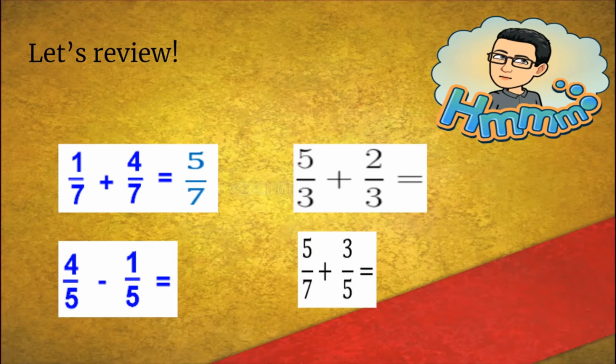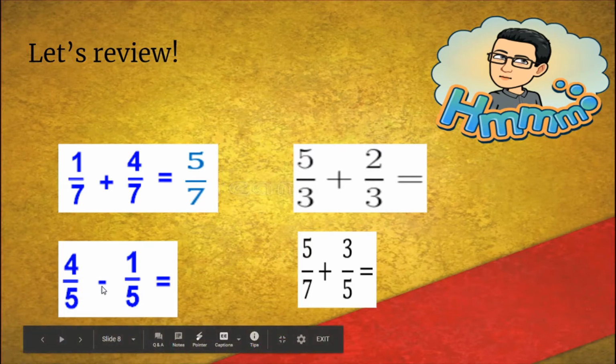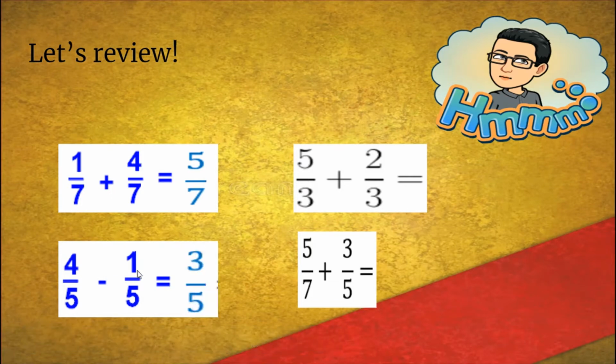Okay, now let's proceed with this one. 4/5 minus 1/5. Since we still have the same denominator 5, just copy the denominator 5 and subtract our numerators. 4 minus 1 is equal to 3, and then just copy the 5. So for this one, the answer is 3/5.